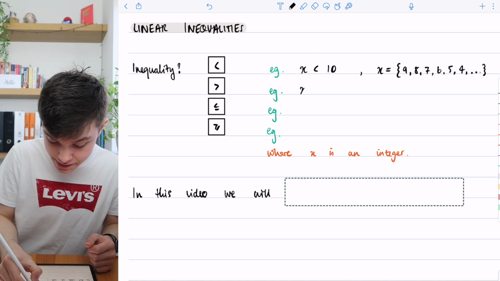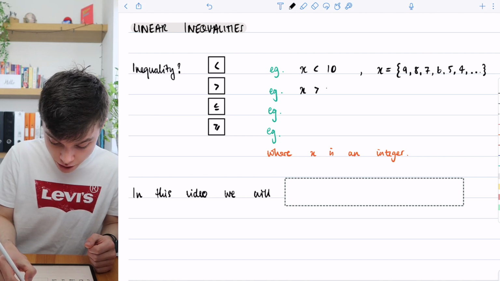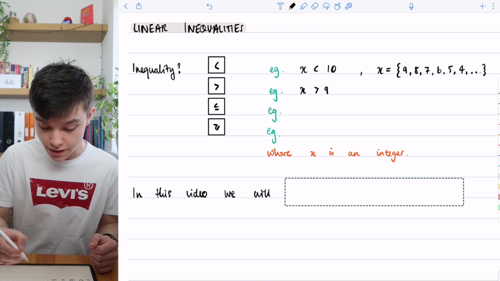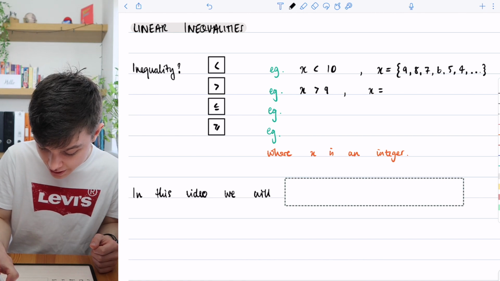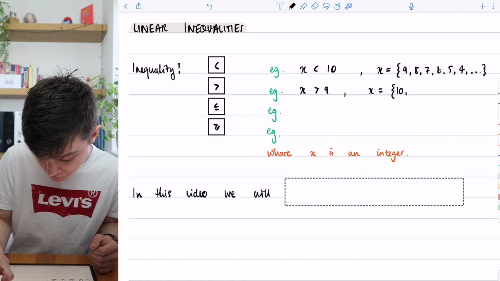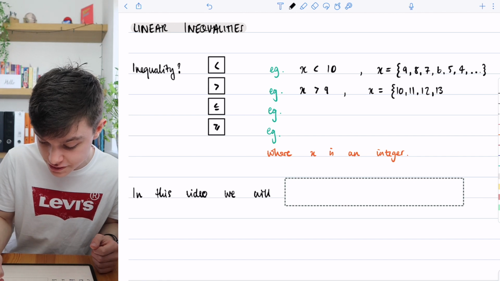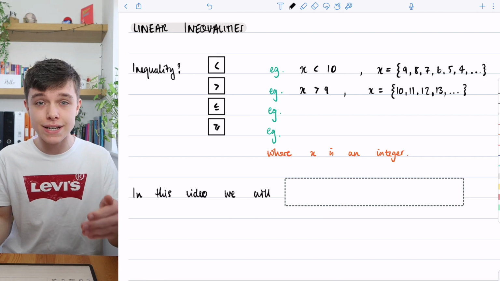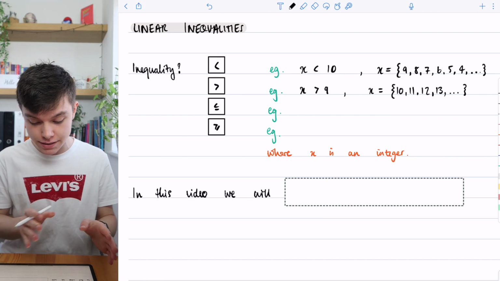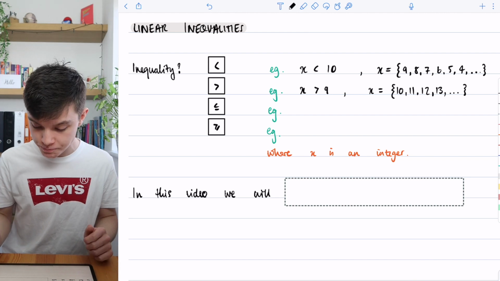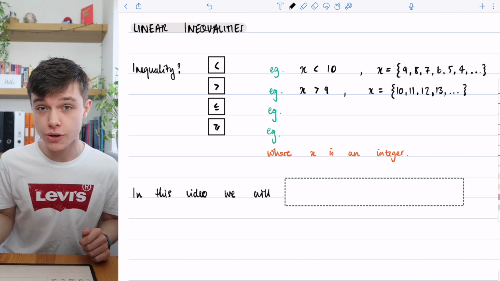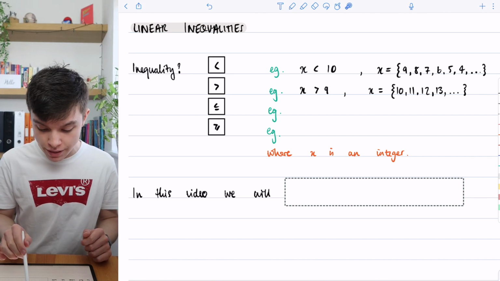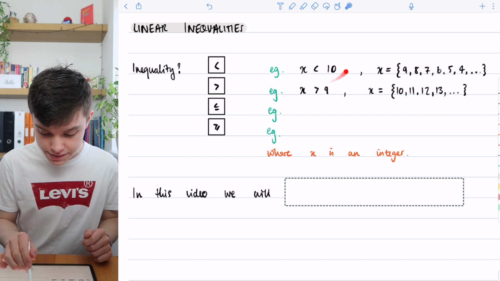If x, let's say, is greater than, let's say, 9, then what we want is all the numbers that are integers greater than 9. So x, in this case, will be the set 10, 11, 12, 13, and that again will carry on, but not to negative infinity here, because we're not getting smaller each time. We're getting bigger because it's all x greater than 9. So in this case, it's going to go to positive infinity to be precise. Okay, but don't worry too much about that. We're just wanting to understand these signs here.